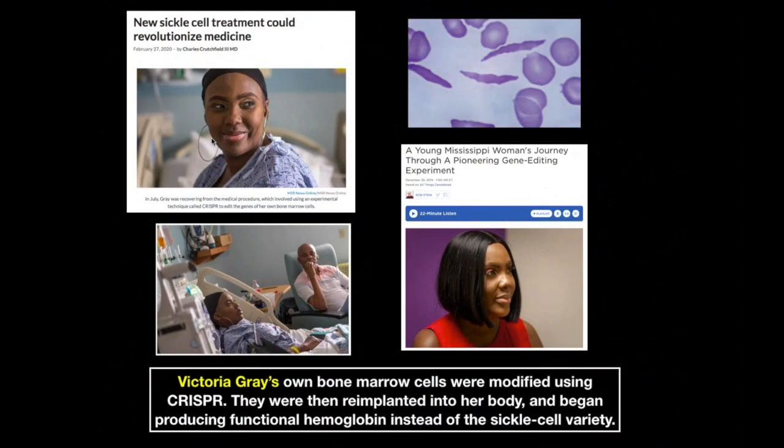Well, the young woman you see here, Victoria Gray, bravely, I think, volunteered for the very first experiment attempting to cure this. And her own bone marrow cells were modified using CRISPR. Then they're put back in her body. And lo and behold, the news has been good month after month, producing functional hemoglobin instead of sickle cell. This is a genuine cure.